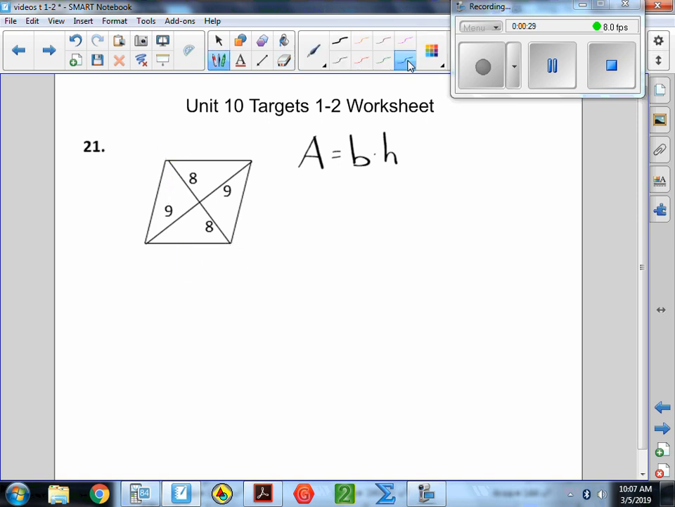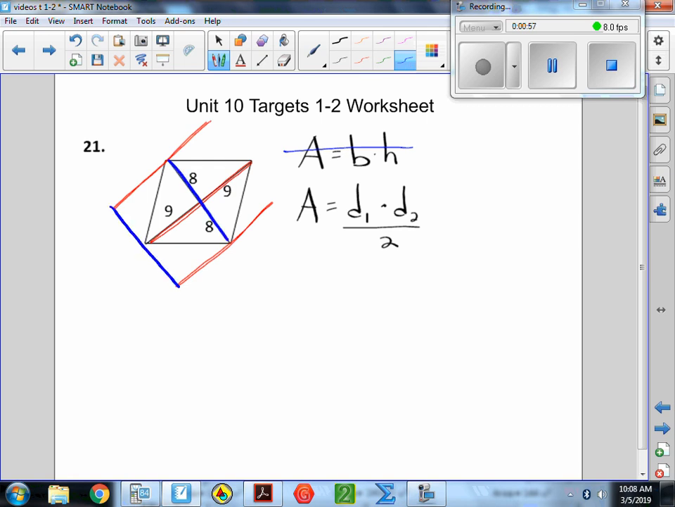The other formula, since this one's not going to work too well, is area equals diagonal 1 times diagonal 2 divided by 2. And here's a recap of why that works. If I call this line in the middle in red diagonal 1, I could draw that same line here and here outside the rhombus. Diagonal 2 going the other way, I could make that.